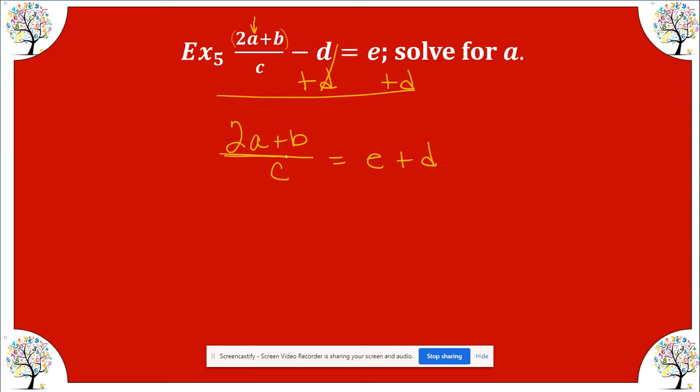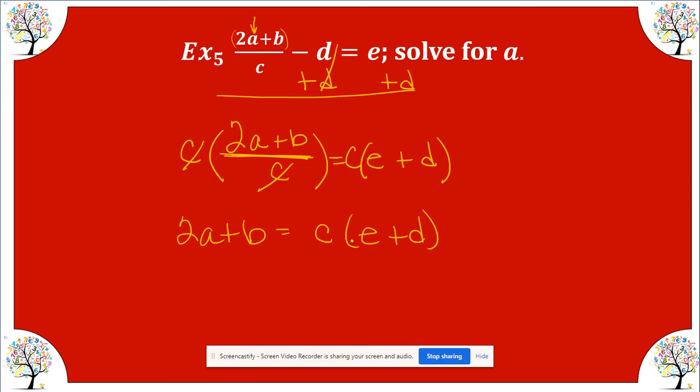Now we must undo the division. So we're going to multiply both sides by C. And yes, you need parentheses when we have something such as E plus D, or if it was E minus D, you need parentheses. And do not be tempted to distribute that. We don't need to distribute. It can stay just like it is.